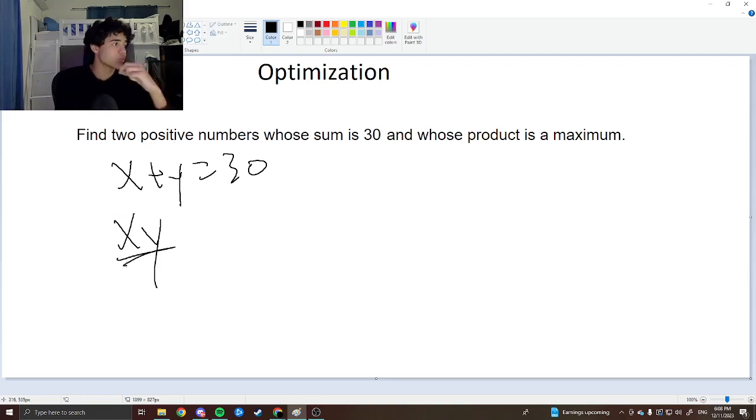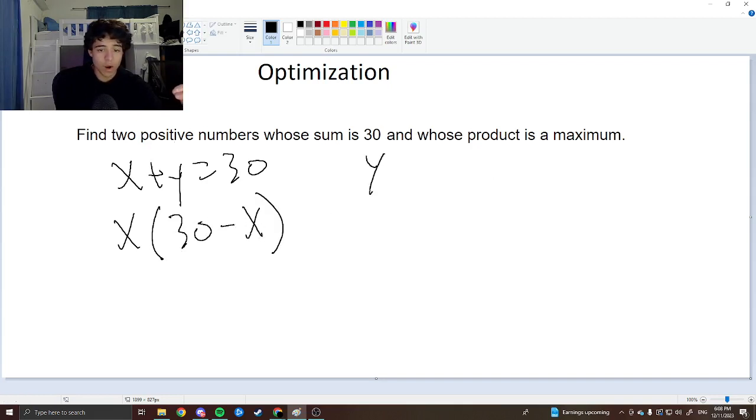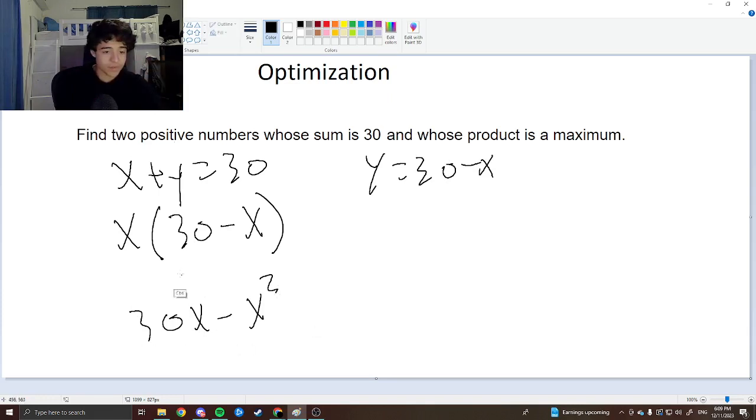If we have two variables here, it's way harder to do this. So what we have to try to do is make it just one variable. If we know that x plus y is 30, we know that y equals 30 minus x, because all this is doing is moving the x over to the other side. So we could rewrite our product function as x times 30 minus x, because y equals 30 minus x. We're just replacing the y with 30 minus x. Now we can write this as 30x minus x squared. And now this is the function that we're trying to maximize.